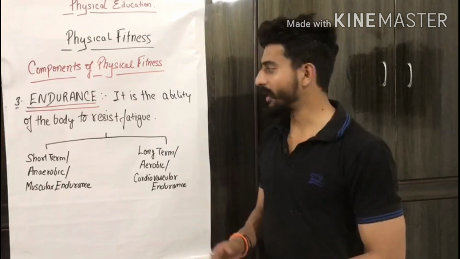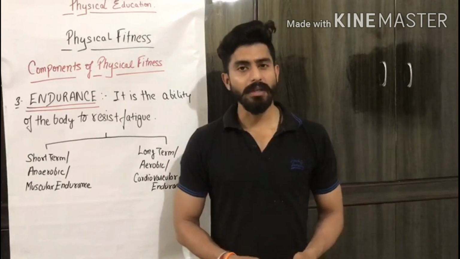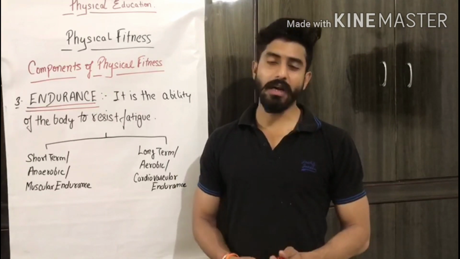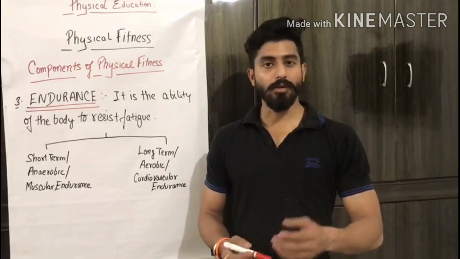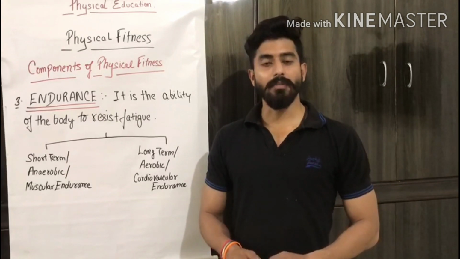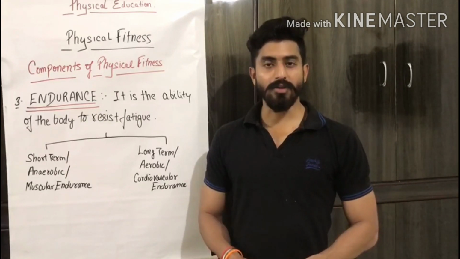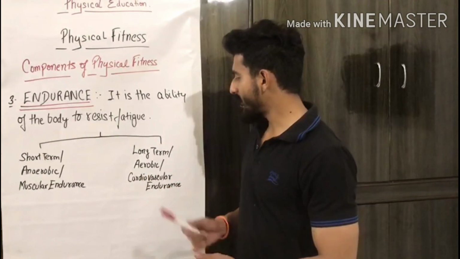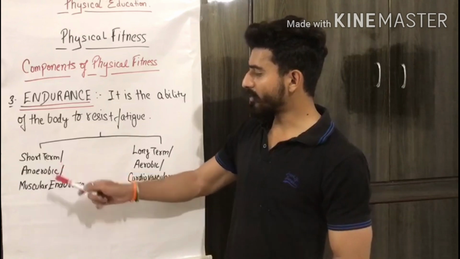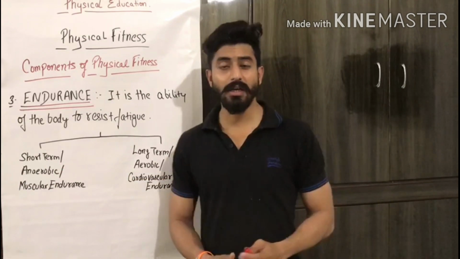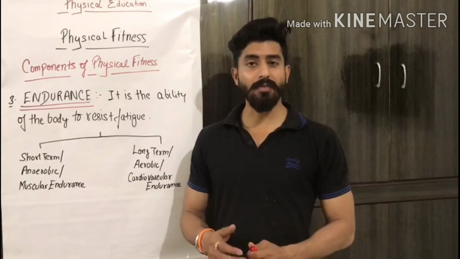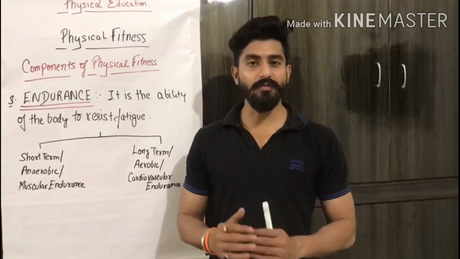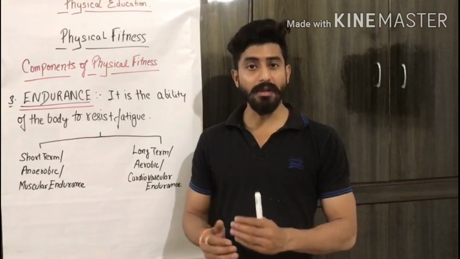That is endurance. Endurance is basically needed for all the games and especially for long distance and middle distance races, and also in football, hockey, basketball and swimming, gymnastics, etc. There are two types of endurance: short-term endurance and long-term endurance. Short-term endurance is also known as anaerobic or muscular endurance. This is a type of endurance in which the activity is done with high intensity at very fast speed and the duration of time is less.